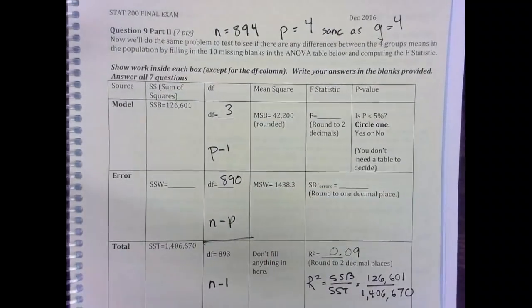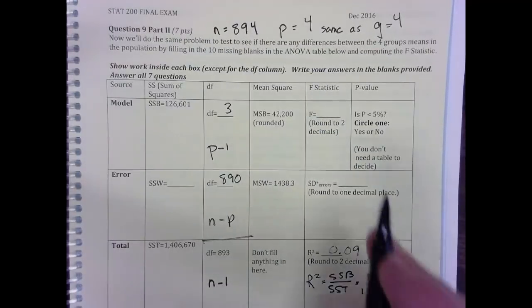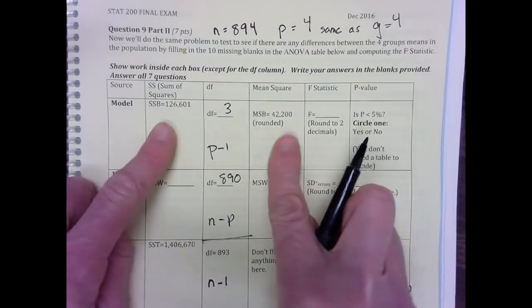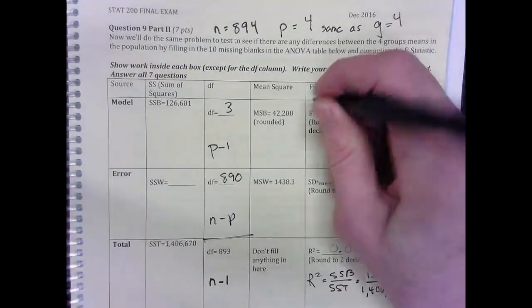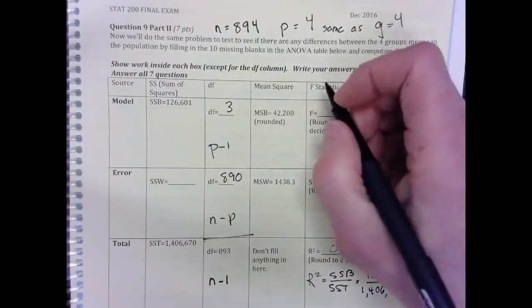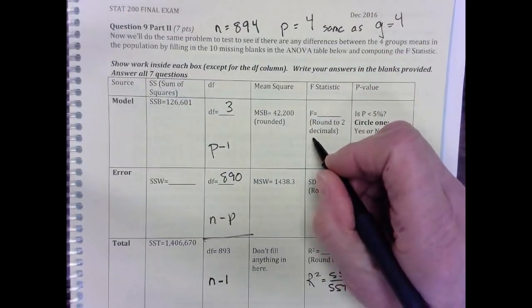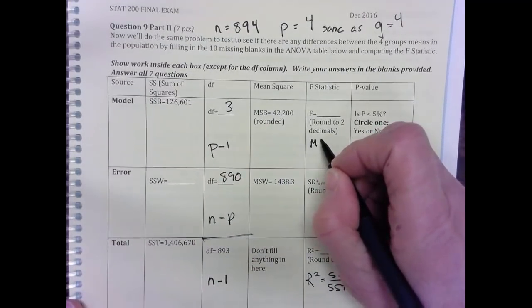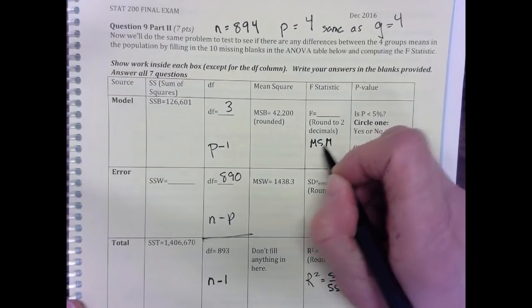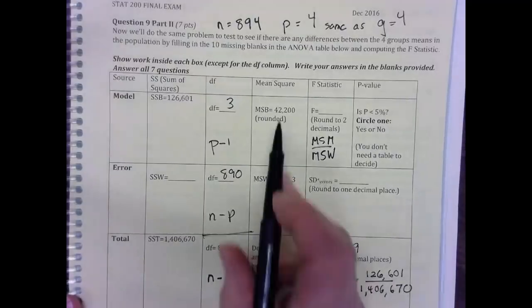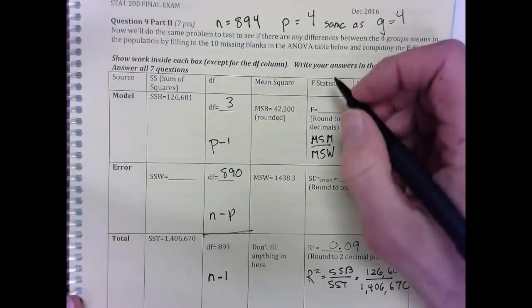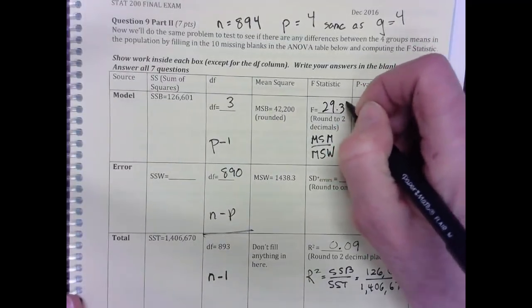Okay, see? So here this is going to be 3, this will be 890, and this is 893. All right, and then the F ratio can be computed as the mean square model over the mean square within, right? That's what we want to do. So it is this divided by that, and you get 29.34.